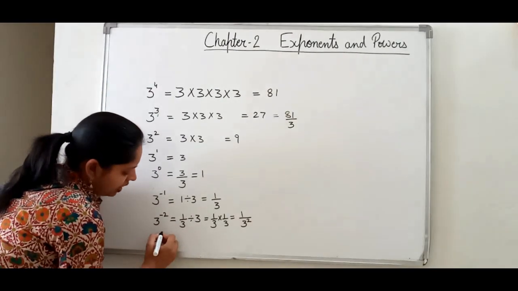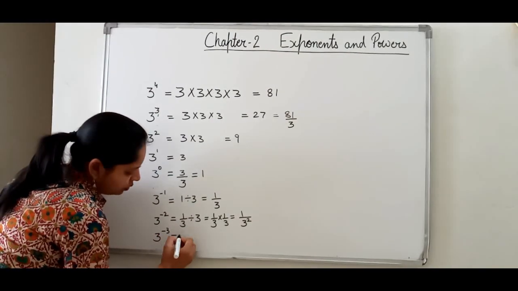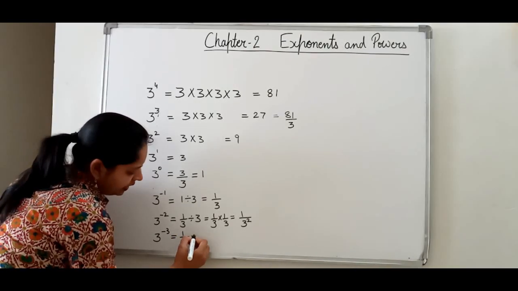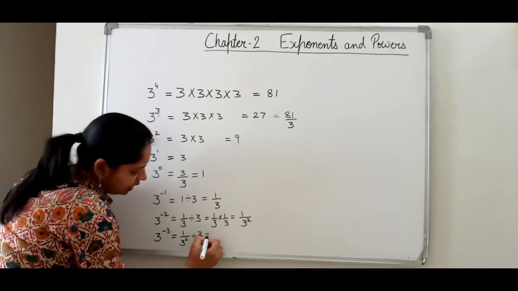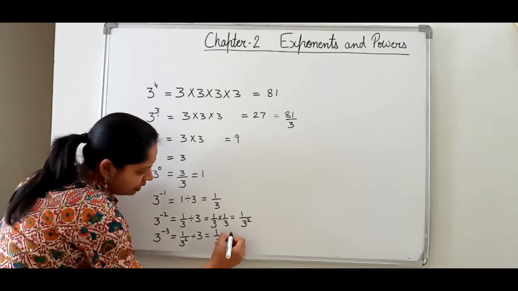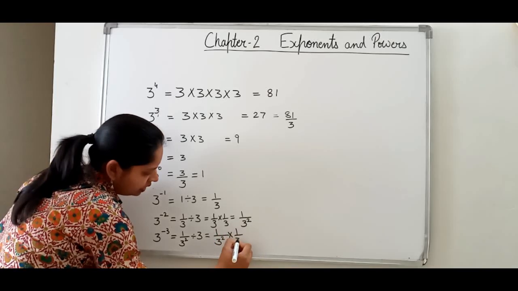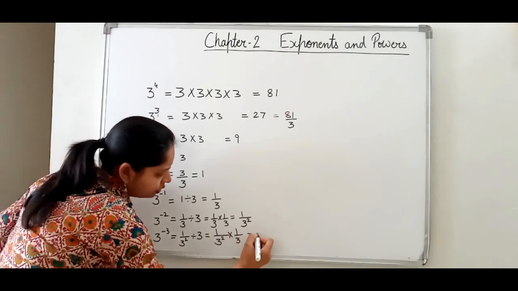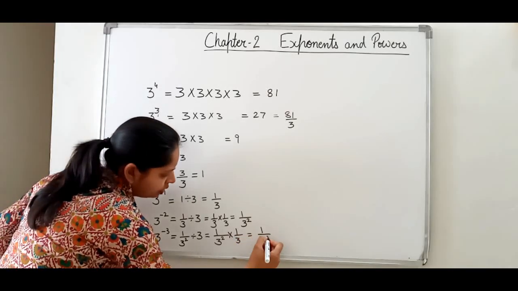Again 3 to the power minus 3 will be equal to 1 upon 3 to the power 2 divided by 3, which will again give you 1 upon 3 to the power 2 multiplied by 1 upon 3. 2 threes are here and 1 more three. So that will be equal to 1 upon 3 to the power 3.